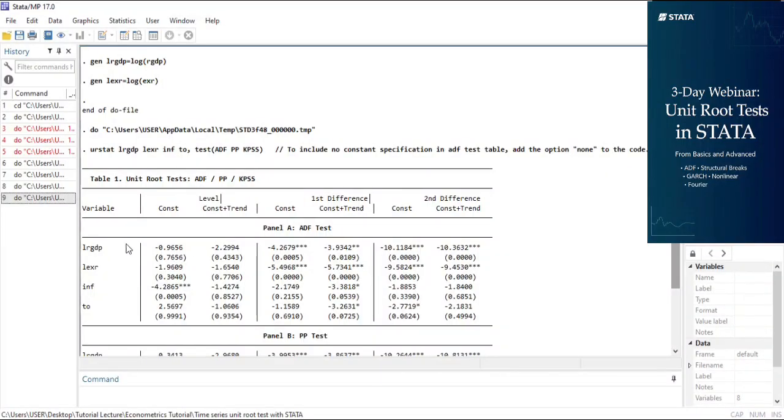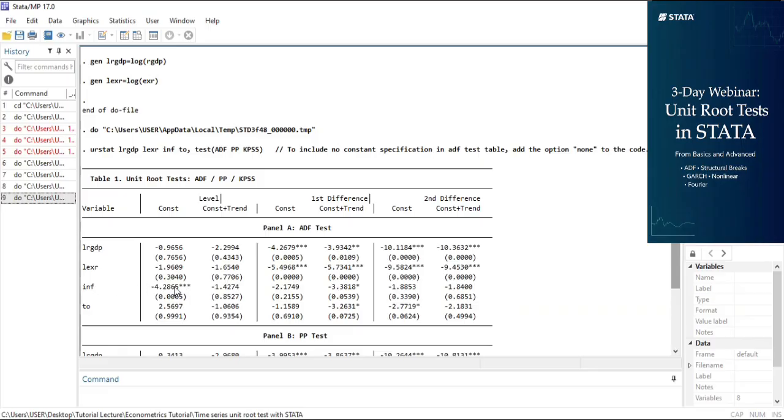Now you can see log of GDP, log of exchange rate, inflation, and trade openness. It's only inflation that is stationary at level. Only inflation is stationary at level.